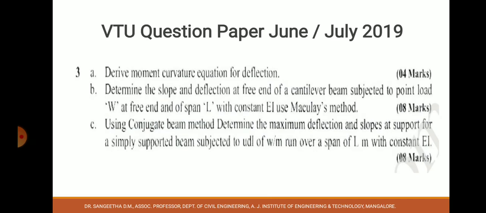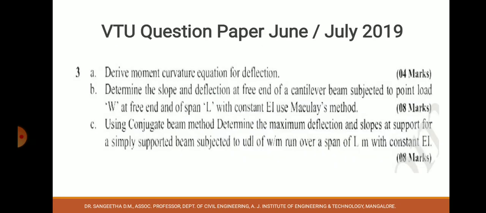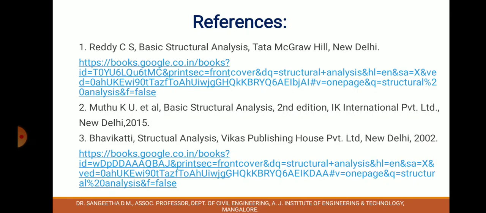Here is the question paper from June-July 2019. Using conjugate beam method, determine the maximum deflection and slopes at support for a simply supported beam subjected to UDL of W per meter run over a span of L meter with constant EI. So the problem is almost similar to this, where the cross section is not changing, only subjected to UDL. So when the UDL is there, how to evaluate? So that's all about the question papers.